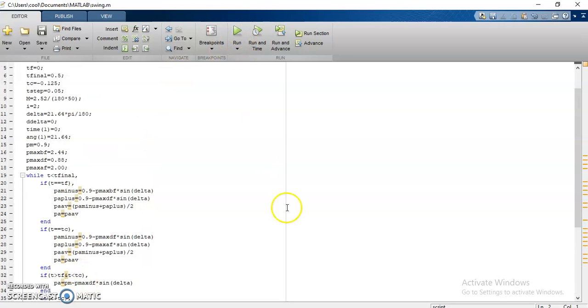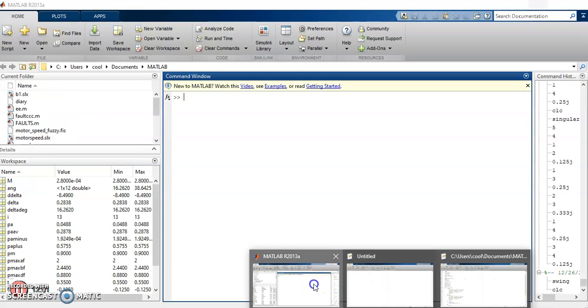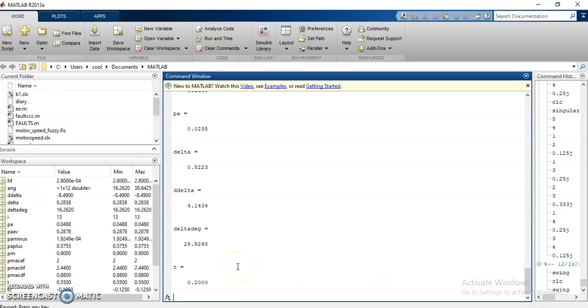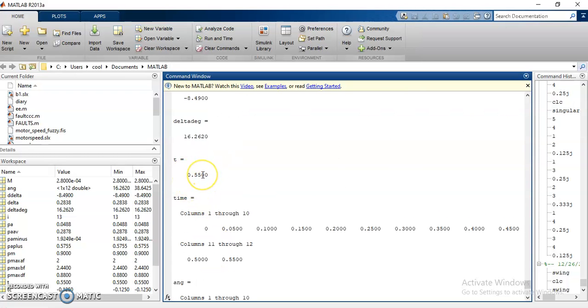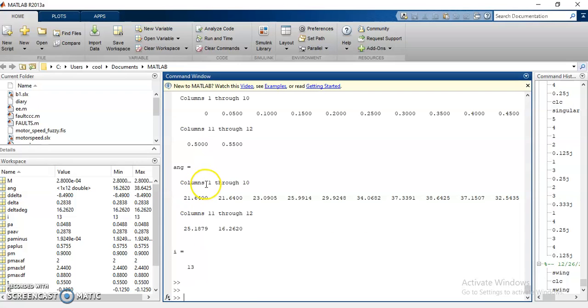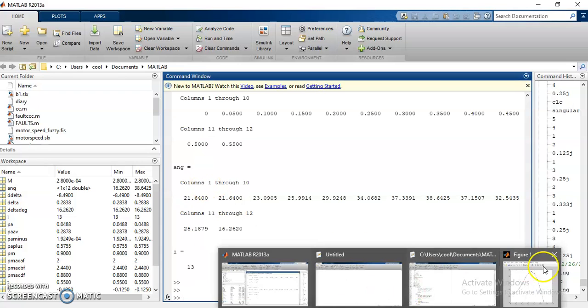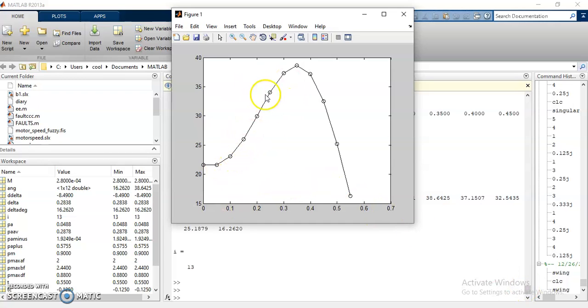I'll run this. Once you run this program, whatever output we are getting here, every time you have to press enter until it displays the last stage. t is equal to 0.55 because they have given the time period. For different steps it will take I is equal to I plus 1. Now we are getting the graph. These are the points it is indicating on the graph, that is nothing but the ko dash. At t is equal to 0, the angle we are getting is 21.64.